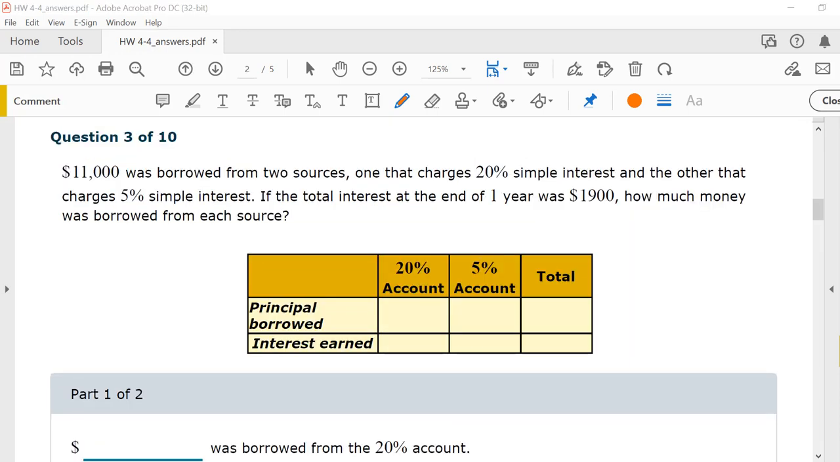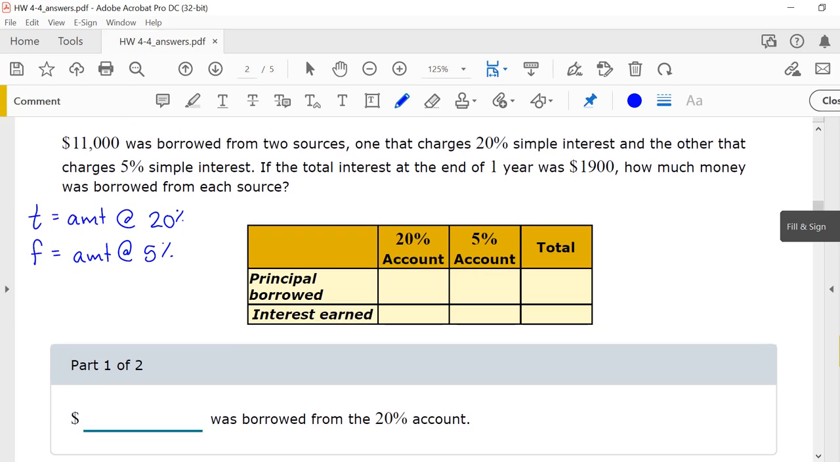Question number 3. $11,000 was borrowed from two sources, one that charges 20% simple interest and the other that charges 5% simple interest. If the total interest at the end of 1 year was $1,900, how much money was borrowed from each source? Okay, I'm going to use the letter T for the amount borrowed at 20%, and I'm going to use the letter F for the amount borrowed at 5%.